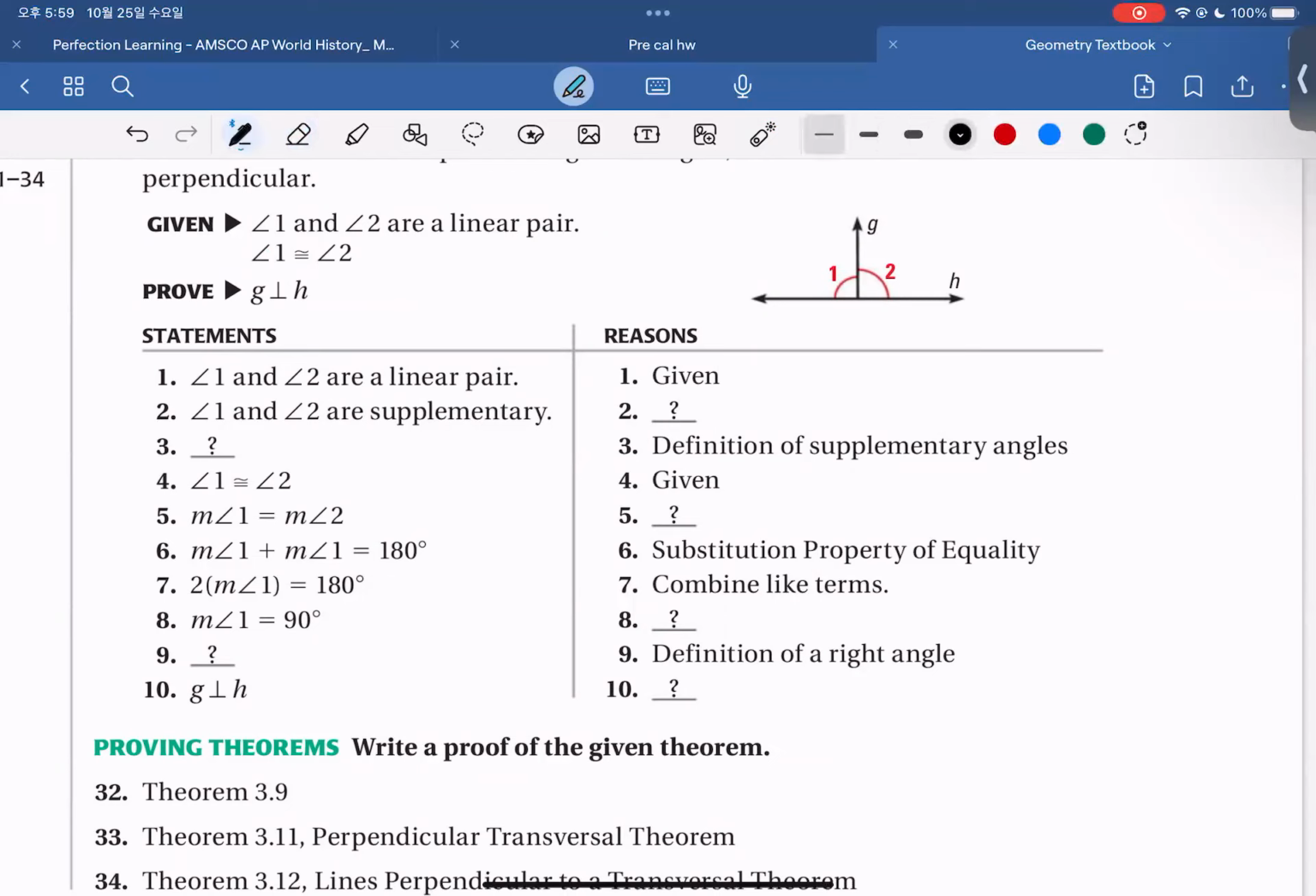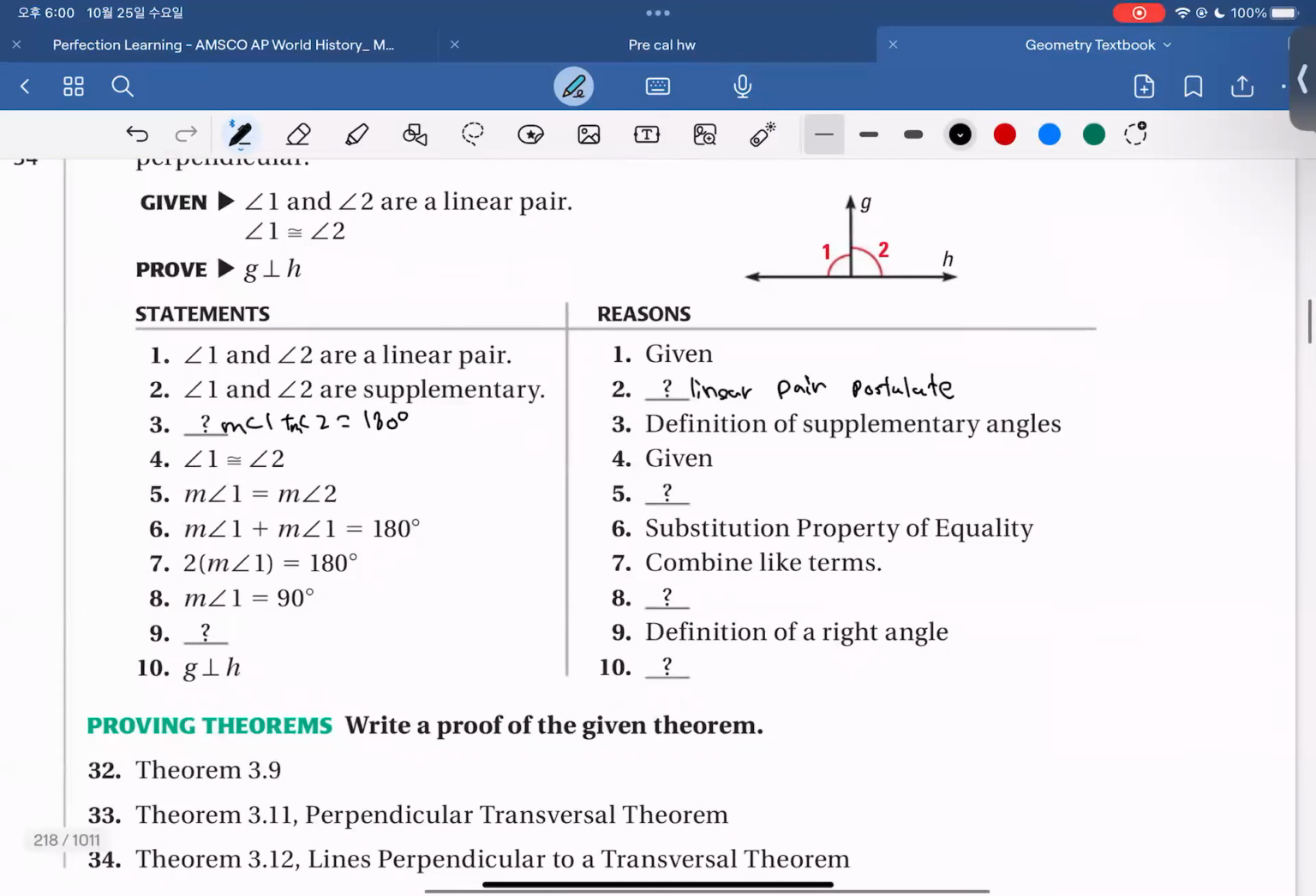You could use the definition of supplementary angles, or I think you could also use the linear pair postulate, because that also states basically the same idea. And the definition of supplementary angles is used to show that. Oh wait, what is given? The measure of angle 1 plus the measure of angle 2 is equal to 180 degrees.